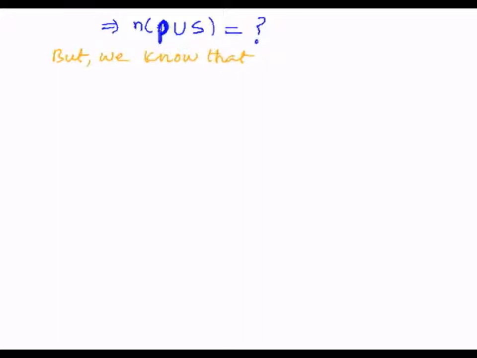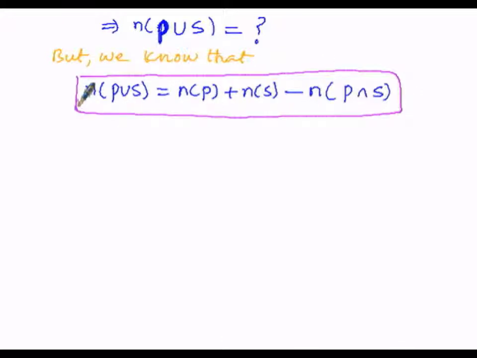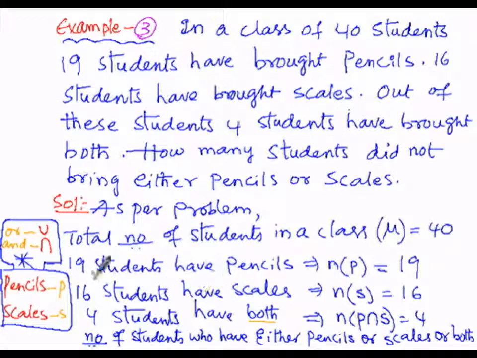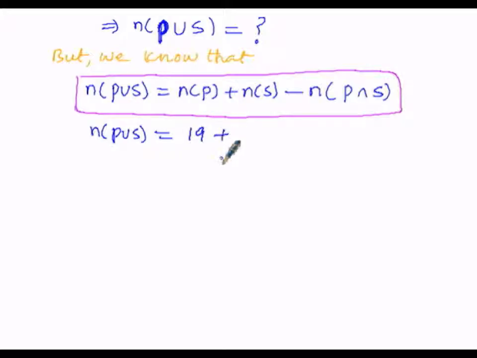In order to find n of P union S, there is one formula: n of P union S is equal to n of P plus n of S minus n of P intersection S. Based upon this formula, we can find n of P union S. As per the statement, n of P is 19, n of S is 16, and n of P intersection S is 4. So n of P is 19 plus n of S is 16 minus n of P intersection S is 4.